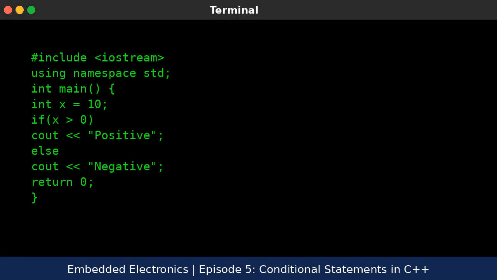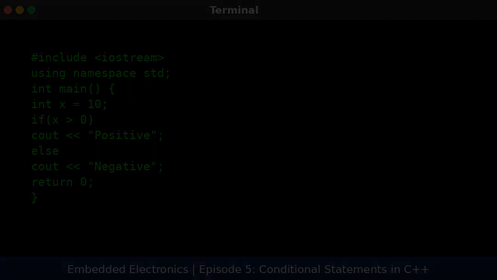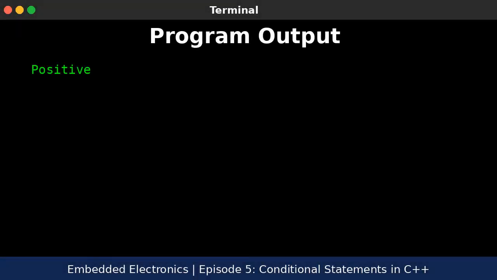This code demonstrates decision making using an if-else statement. When the program runs, it prints output based on the evaluated condition.